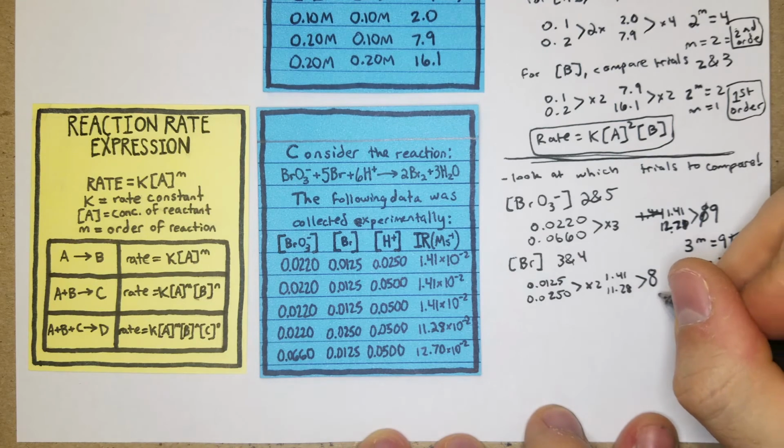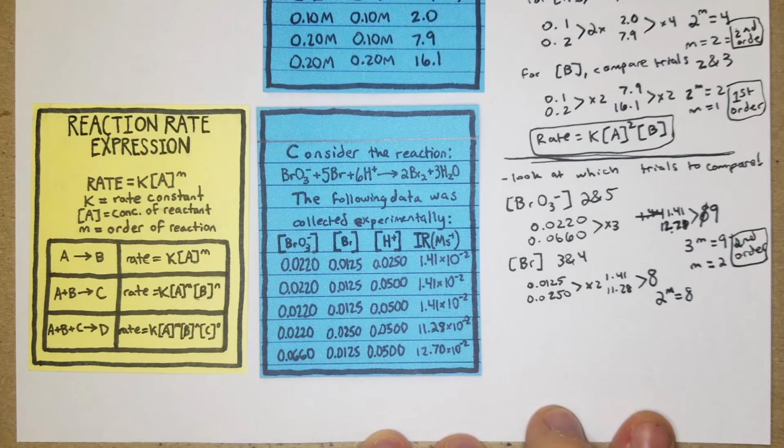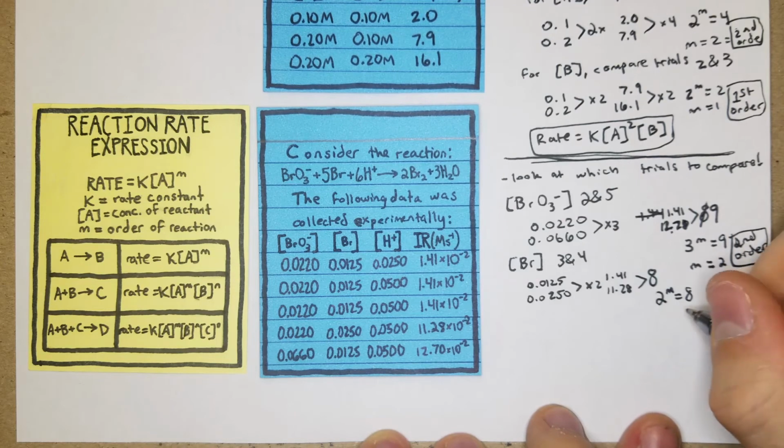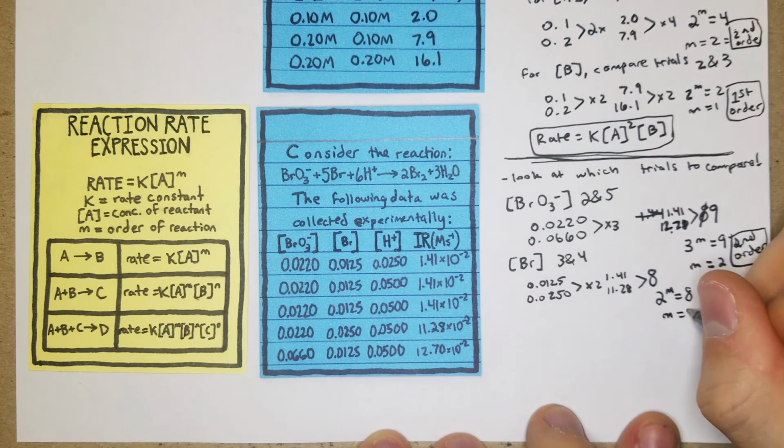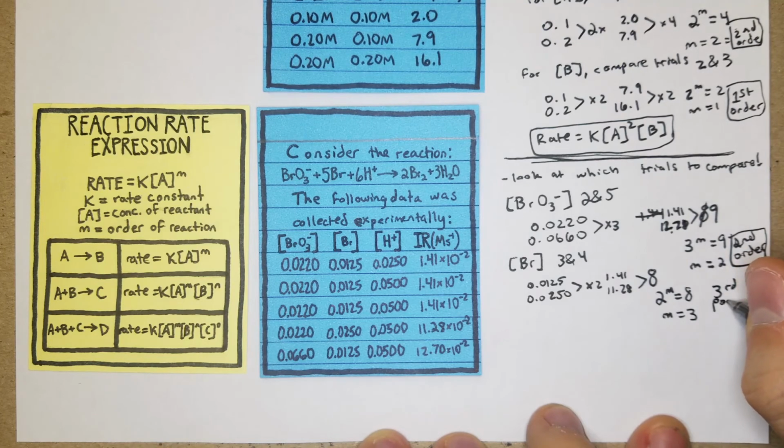So we're going to do 2 to the m equals 8. What power would you raise 2 to get 8? It's going to be the third, because 2 times 2 is 4 and times 2 is 8. So what we're going to get is m is 3, and this is the third power. Third order.